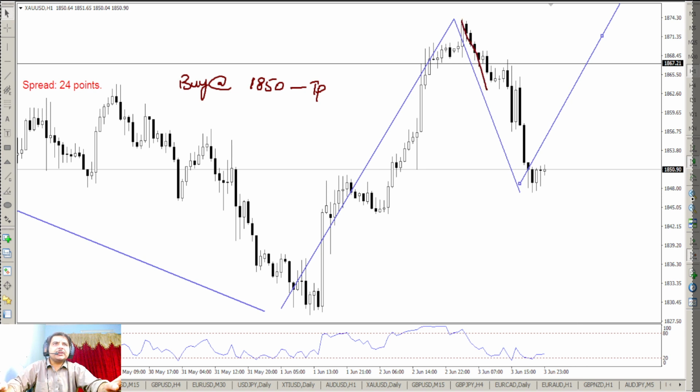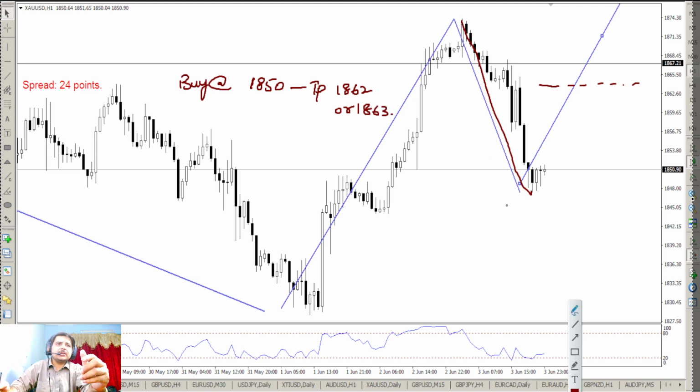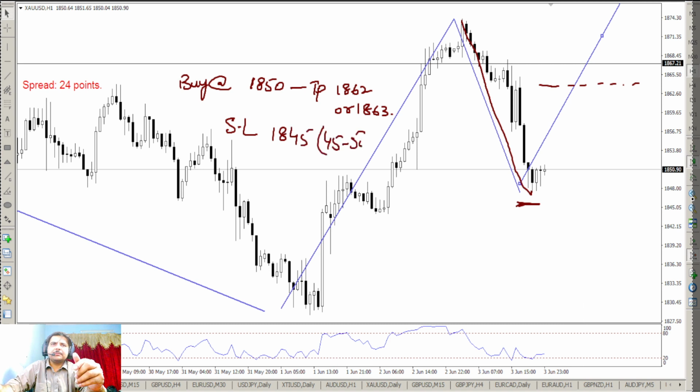let's draw Fibonacci of this one. It will be somewhere right here, so make sure to do it that way. And this will be a day trade, remember. So TP will be around 1862 or 1863, somewhere this zone. But the stop loss will be below here 1845, around 45 to 50 pips.